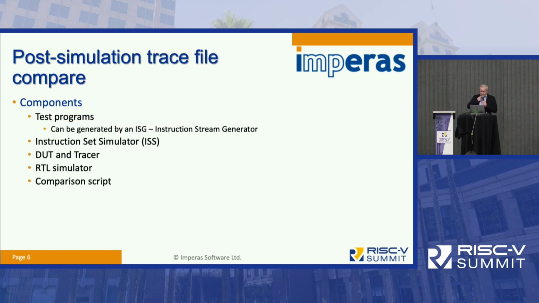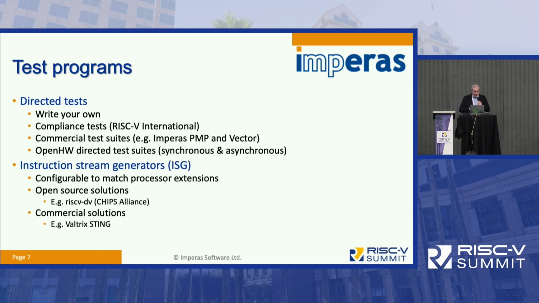So the first one I'm going to talk about is something called post-simulation trace file compare. And post-simulation trace file compare relies upon a number of different components. So let me just go through these components individually. First of all, if we say there's a prerequisite as far as any of these approaches is concerned, which is that in order to execute code on either a target, whether it be a simulation target or a physical target, then you clearly have to have a tool chain in place.